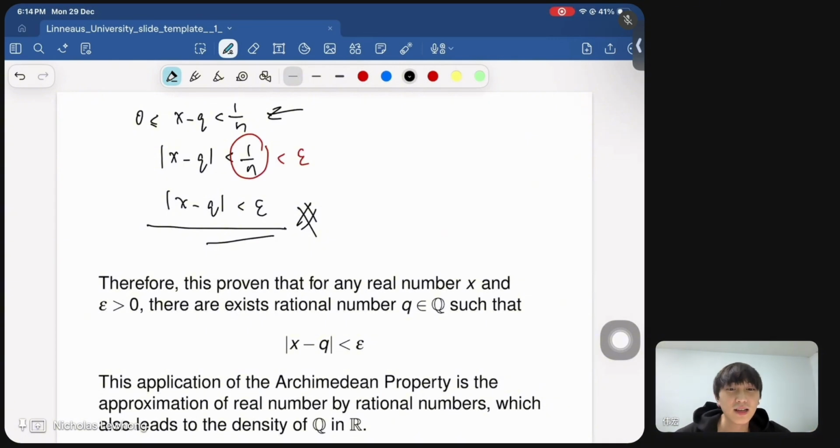So this application of the Archimedean property is very useful in approximation like this. So approximation of a real number by a rational number also leads to the density of Q in R. So it leads to another topic also called density.